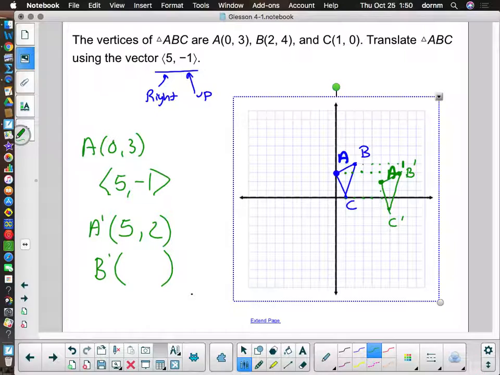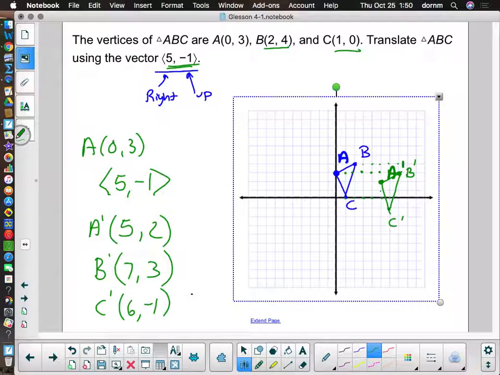just using coordinates, B was at 2, 4. We're going to move by the vector 5, -1. So 2 plus 5 is 7. 4 minus 1 is 3. C primed, C was at 1, 0. Moved by the vector. So 1 plus 5 is 6. 0 minus 1 is -1. And sure enough, that's exactly where all my coordinates wound up.